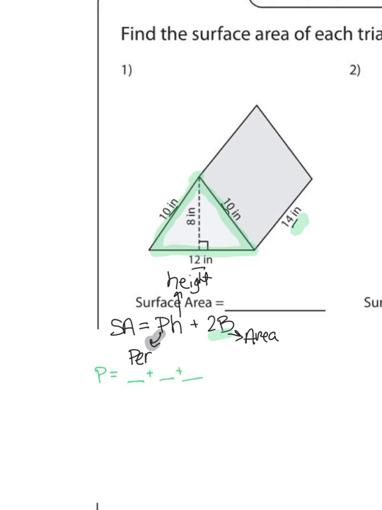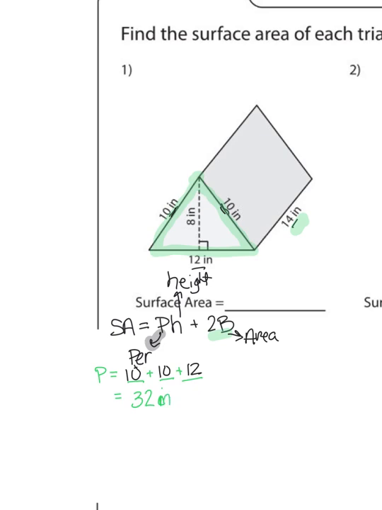So perimeter is adding the 3 sides together, and in this case the 3 sides of the triangle are 10 and 10, it's isosceles, and the base is 12. So that means the perimeter equals 32 inches. There you go. So now we found the perimeter.